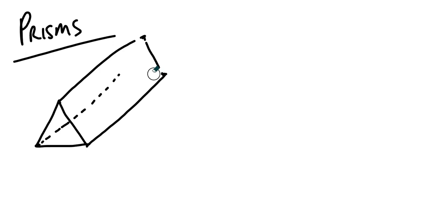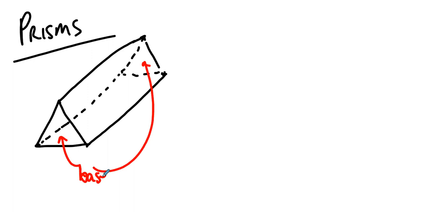To get this right, those are in the back. And so you get a candy bar kind of a thing, or a tent, or what have you. We call the polygons in the front and the back the bases.